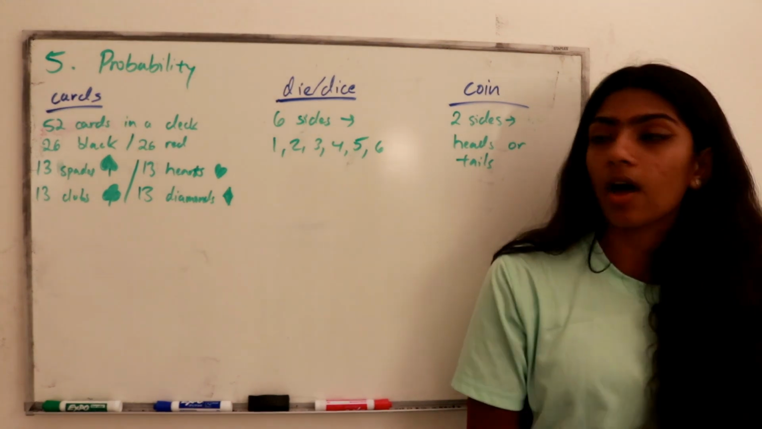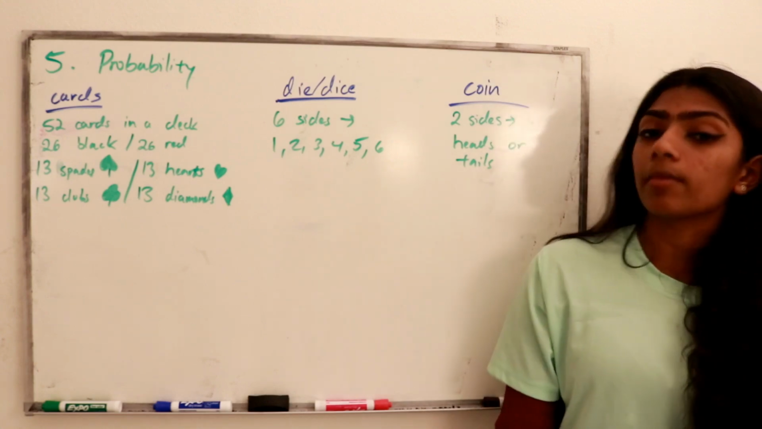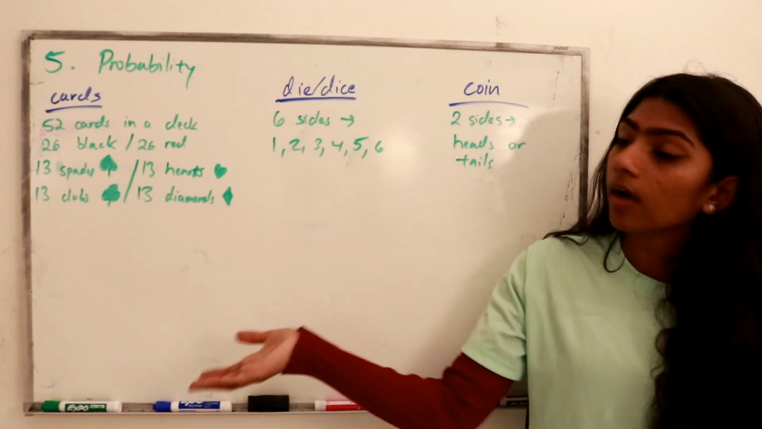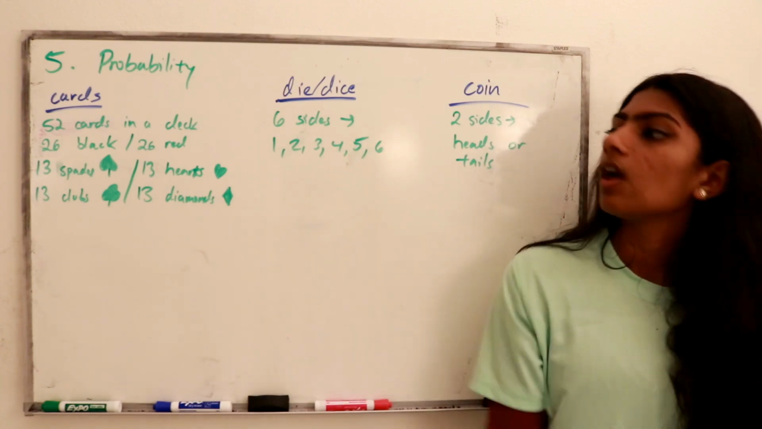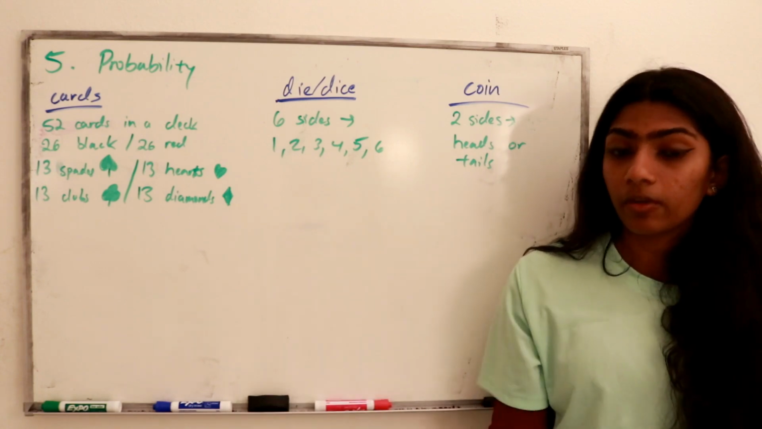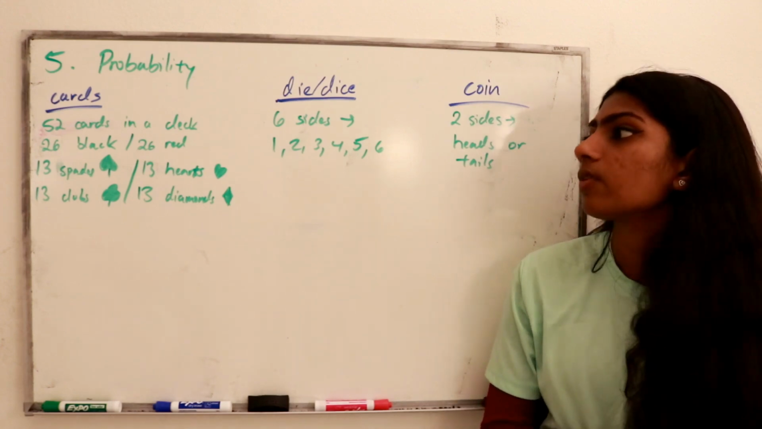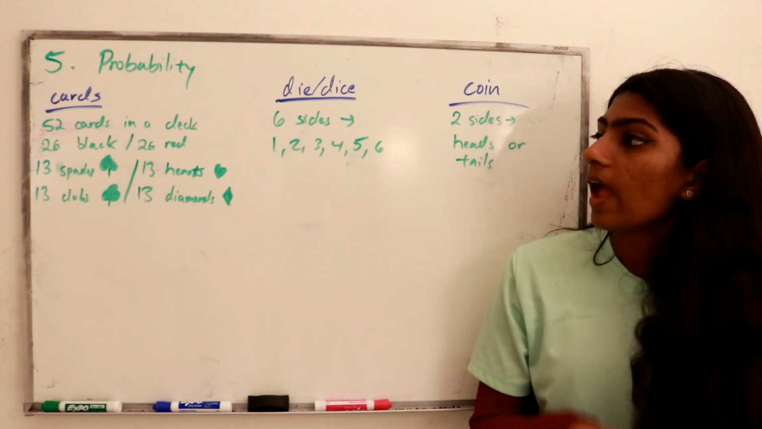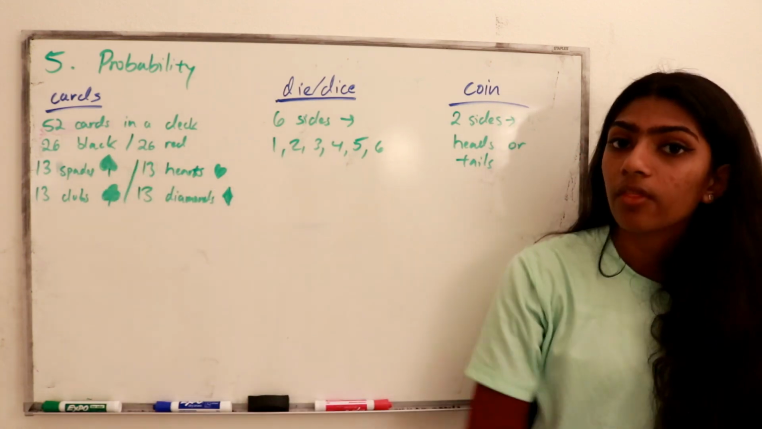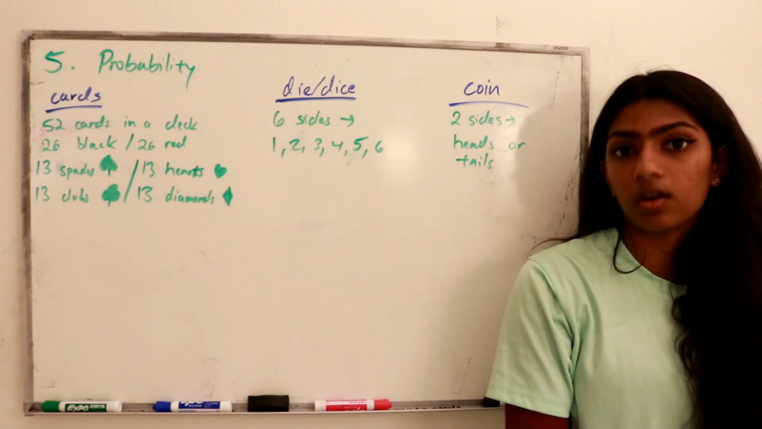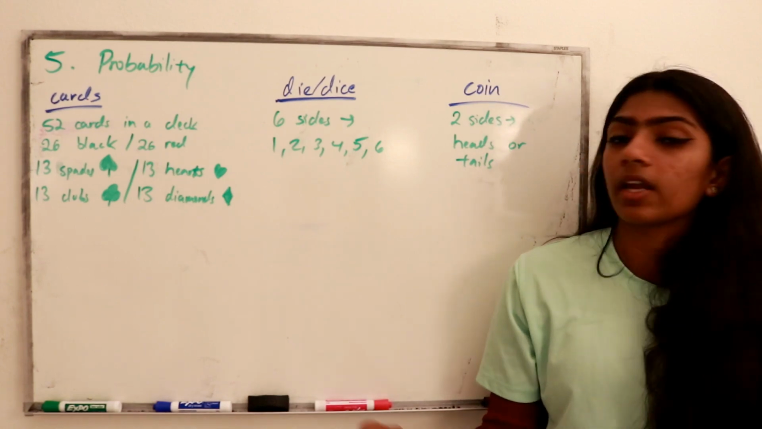So here are some common types of probability devices that are used in probability questions. So the most common are usually cards, die or dice, so dice is the plural of die, and coins. So for cards, here's some information that will be really useful when you're dealing with these types of questions. So any question that has cards, always remember that there are 52 cards in a deck, and 26 of them are black, and 26 of them are red. And of the 26 that are black, 13 of them are spades, and then 13 of them are clubs. And for the 26 that are red, you have 13 that are hearts and 13 that are diamonds.